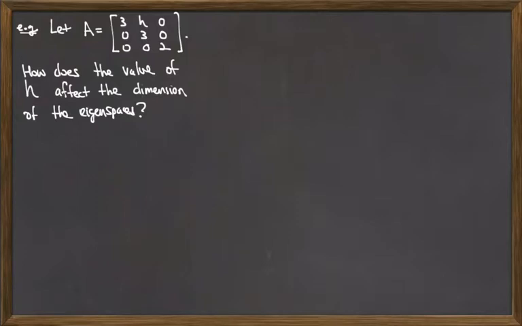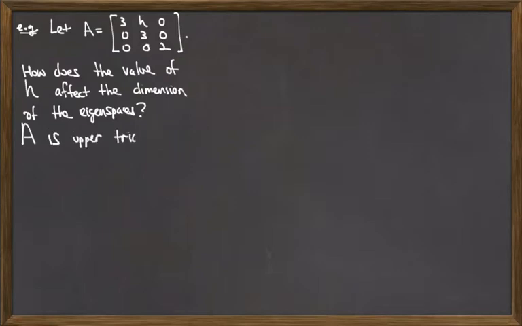So in this example here, I see a matrix A that is upper triangular. It has diagonal entries 3 and 3, repeated twice, and then 2. I have an entry here that I'm just leaving as a parameter, which I'm calling h, and all the other entries are 0. The question I want to know is, how does the value of this parameter h affect the dimension of the eigenspaces?